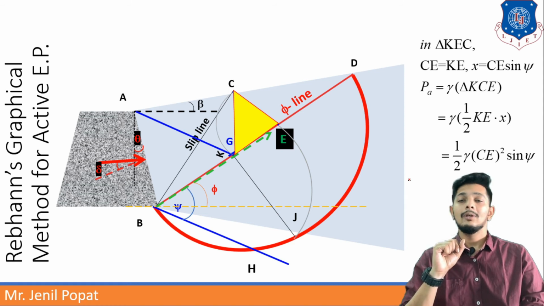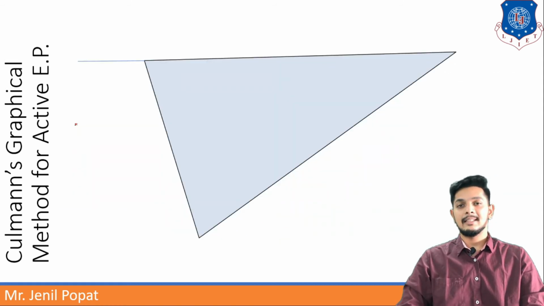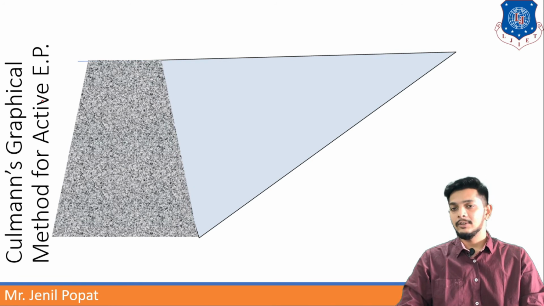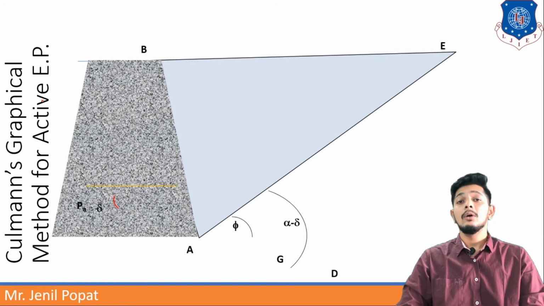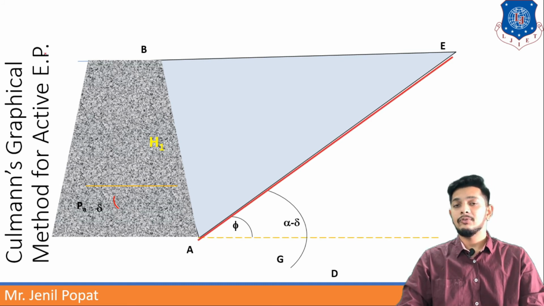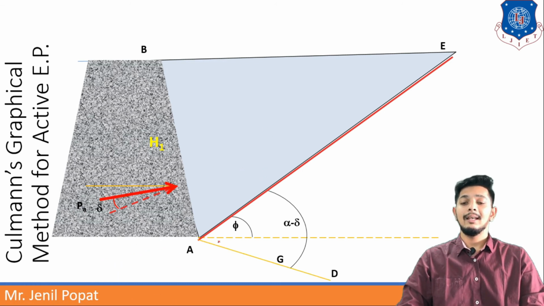So let us move to the next method, Coulmann's graphical representation method. Coulmann gave a graphical method for finding out the failure plane as well as the amount of active earth pressure. Now this is your retaining wall. First of all, I will draw ground line BE. Then I will draw the phi line and the psi line. I will have phi and psi angles already. So I am drawing the phi line as line AE and the psi line as line AGD.